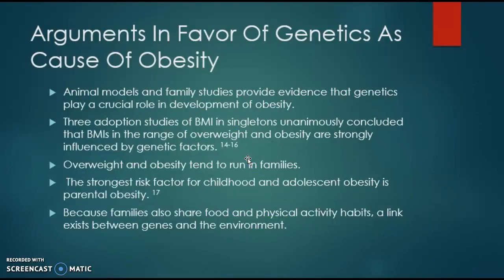Coming to the arguments in favor of genetics as a cause of obesity, we can make an argument that animal models and family studies provide evidence that genetics play a crucial role in the development of obesity. Three adoption studies of BMI in singletons unanimously concluded that BMIs in the range of overweight and obesity are strongly influenced by genetic factors. Overweight and obesity tend to run in families. The strongest risk factor for childhood and adolescent obesity is parental obesity. Because families also share food and physical activity habits, a link exists between genes and the environment.